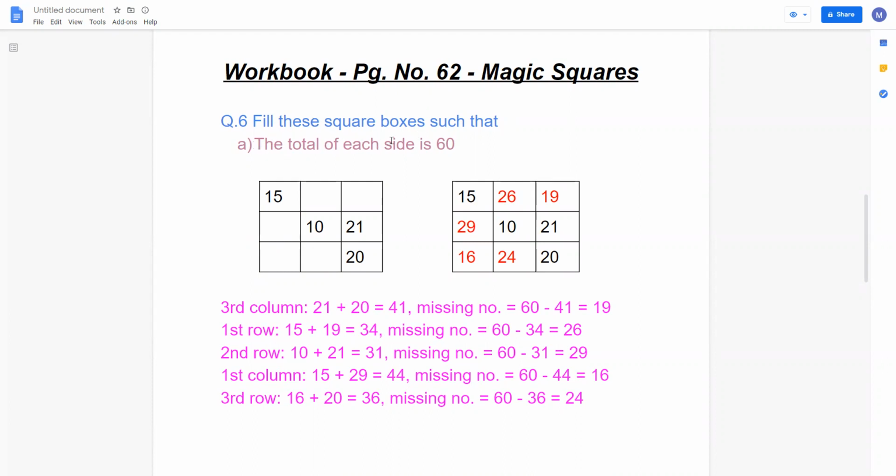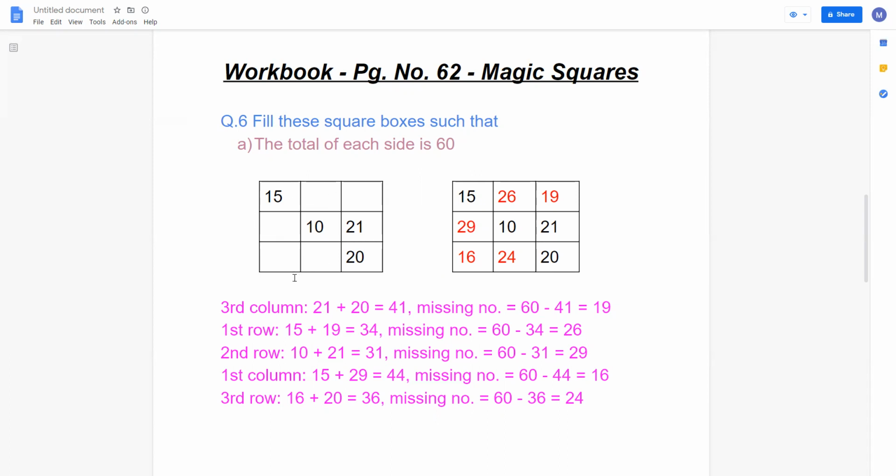Fill these square boxes such that the total of each side is 60. Here we had solved textbook magic squares also. The total was given and one more condition was given, that is, use the numbers from which to which. Here no other condition is given, only the total of each side, not the diagonal. Each side is 60. So that is the only rule we can follow here. So this is the question.